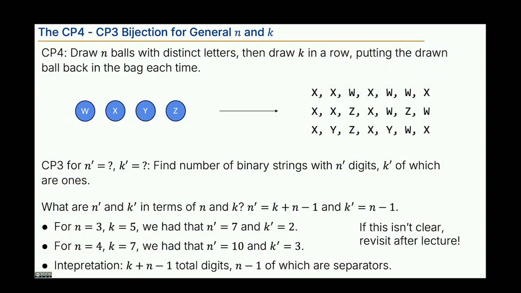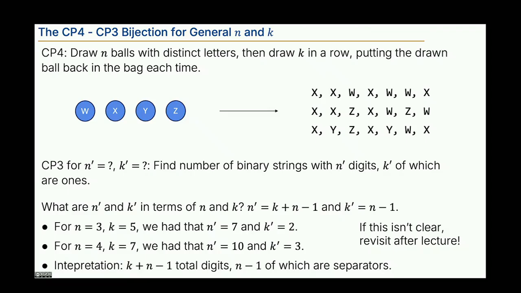N plus k minus 1, right? So the way I think about it is, yes, the number of separators is always n minus 1. That makes sense. If I have w, x, y, and z, I need 4 minus 1 separators. That's 3. And then how about over here? The number of total digits is the separators, n minus 1, plus k. K is how many letters I'm drawing.